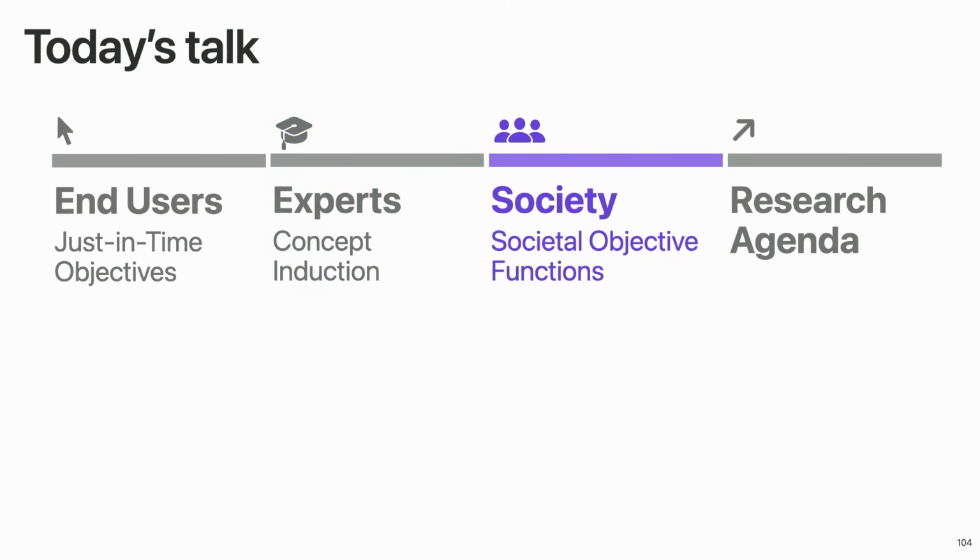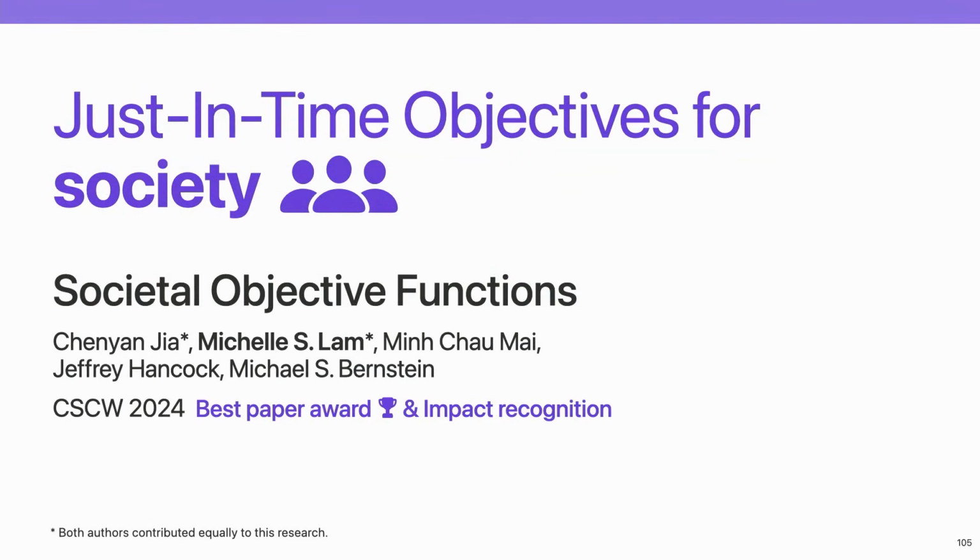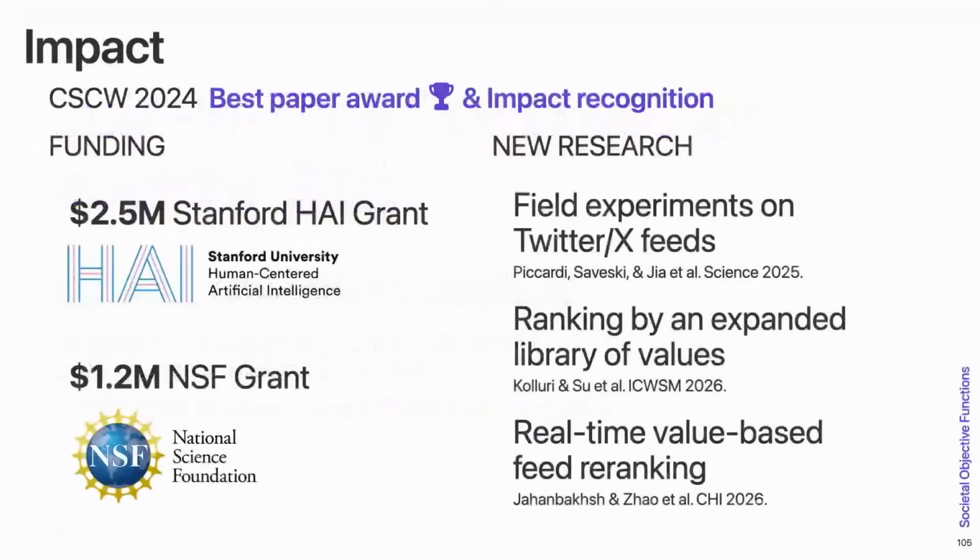I'll now talk about how this can speak to AI in society more broadly. Just-in-time AI isn't just about individual users. It also applies to social computing systems like our social media feeds with many users. And we found that to tackle these types of broad social outcomes, we often need to push against the default values that are embedded in these systems. And this can be really powerful.